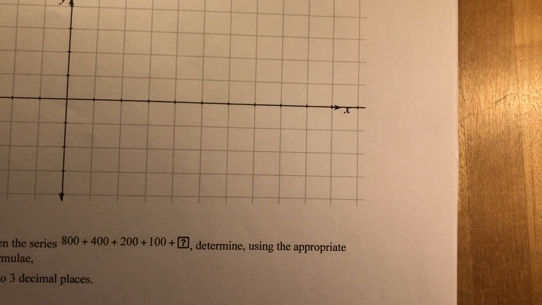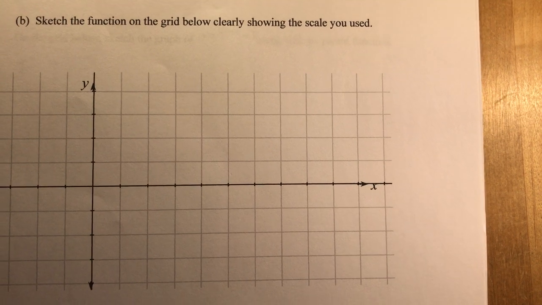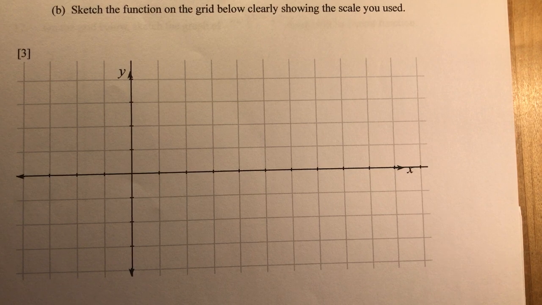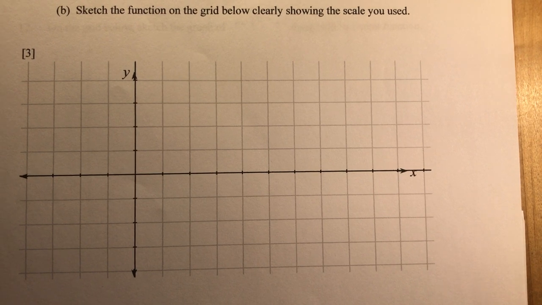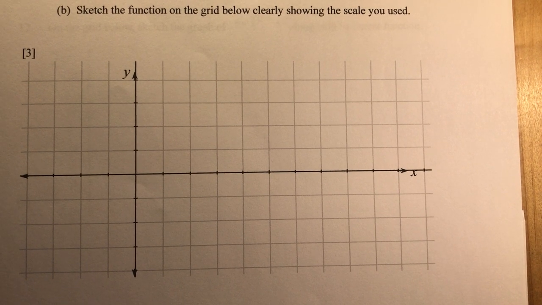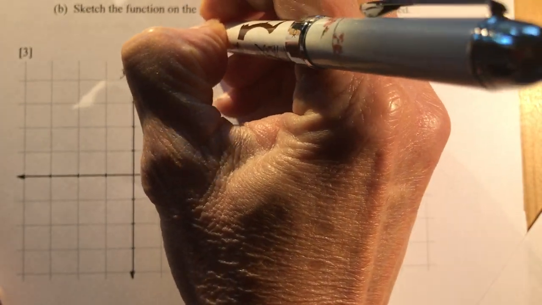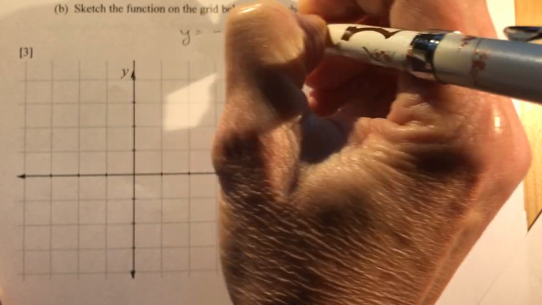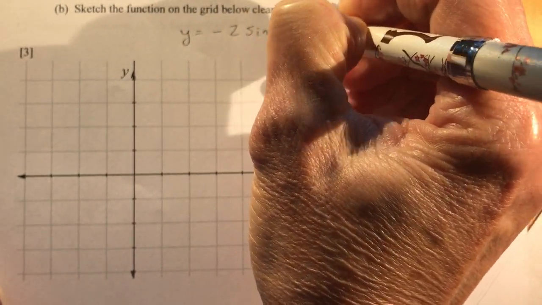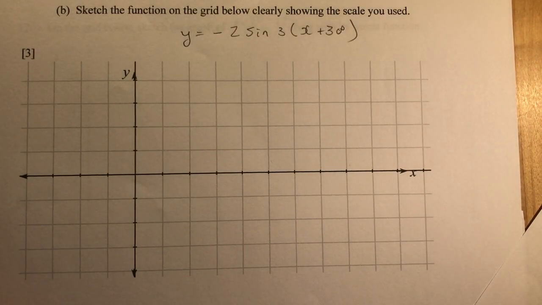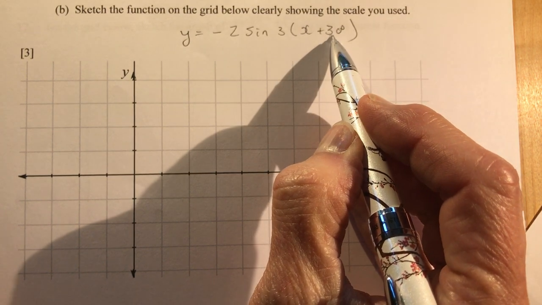Next page, it says sketch the function clearly below, clearly showing the scale that you used. Okay, so the scale you want to use, sorry, we have to sketch, let's get that function back here because it's not on that page. So I have y equals minus 2 sine 3 x plus 30 degrees. Okay, so I know it's a negative sine function. I know it's been shifted to the left 30 degrees.